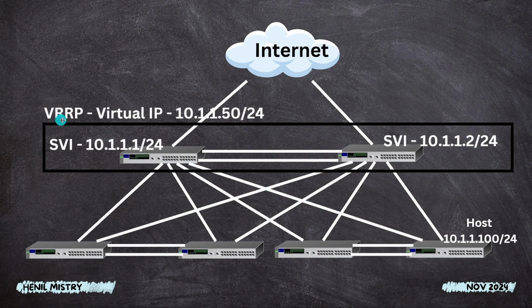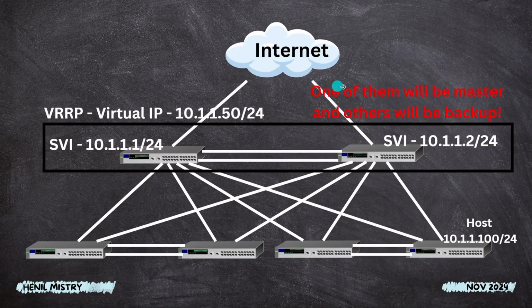And there is one VRRP configuration that we have, which is 10.1.1.50, that is the virtual IP. Let's say in the host's IP settings, in the gateway IP, we have configured this virtual IP 10.1.1.50. Whenever we want to connect to the internet, we will contact this IP 10.1.1.50, which is the virtual IP, and whoever is master, whoever is backup, will be responsible to redirect our request to the internet.